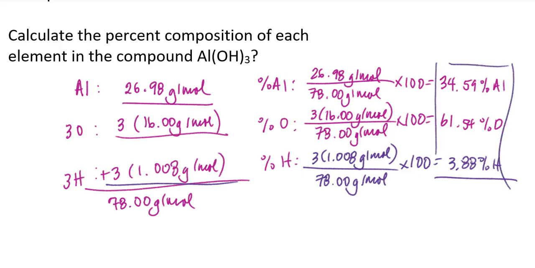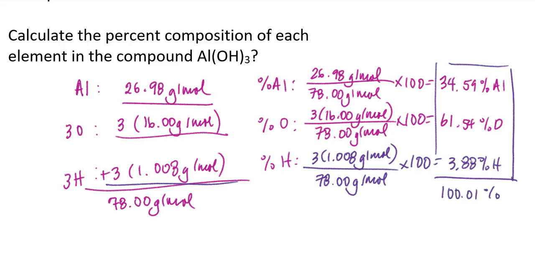Now, a good thing to do to make sure that your answer is reasonable is I should be able to add up the individual percentages for each of the individual elements that exist in the compound, and they should all add up to 100%. And so I'm going to go ahead and check that for myself right now. So 34.59 plus 61.54 plus 3.88.